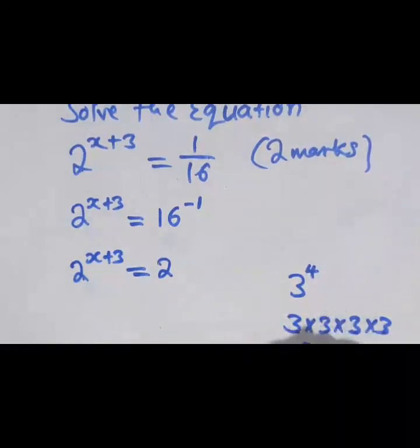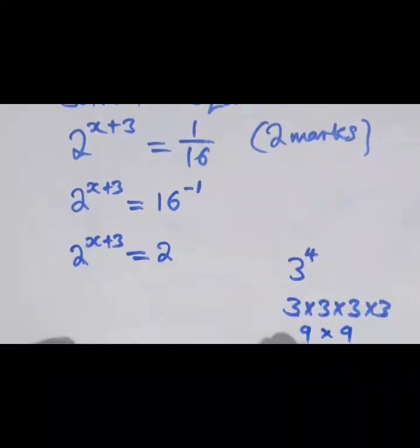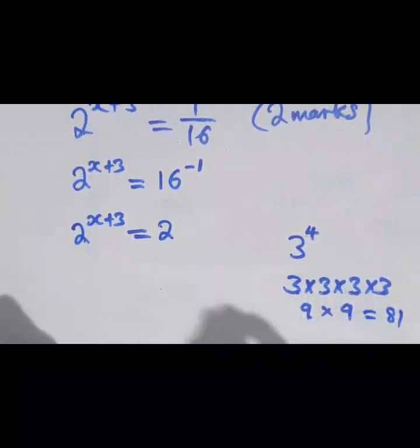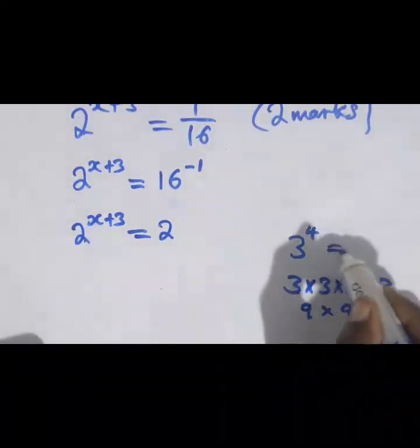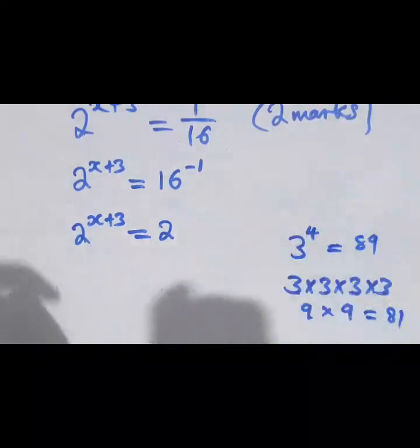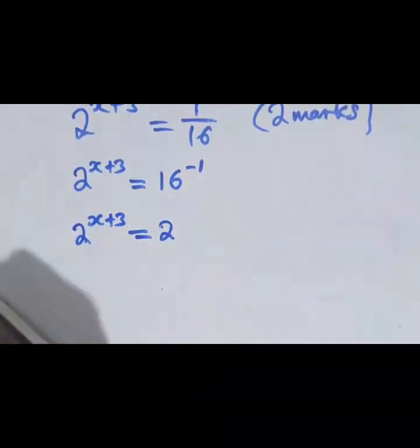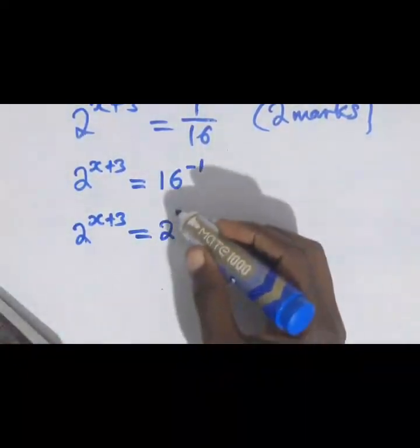Then 3 times 3, it is what? It is 9. Okay? It is 9. Then we say 9 times 9, it is what? 81. Okay? So 3 to the power 4, meaning that it is what? 81.